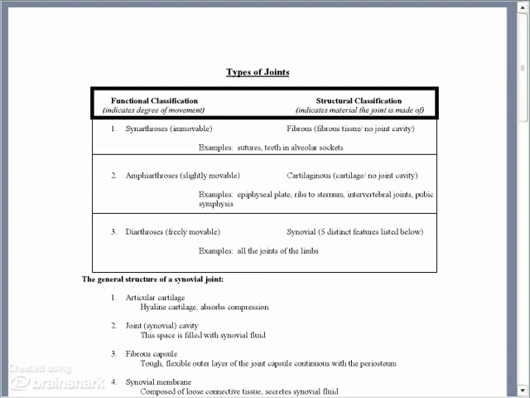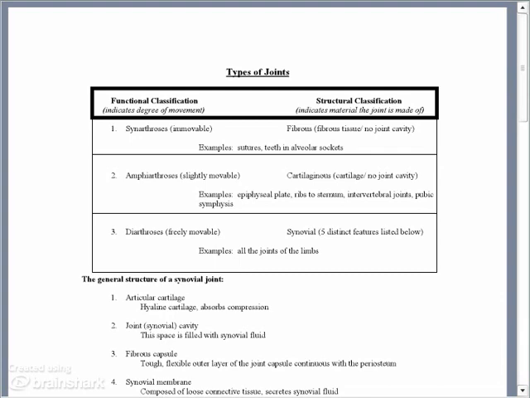The other two examples that fall under the cartilaginous or amphiarthrotic joints are the intervertebral joints. So those are the fibrocartilage pads that we find between the adjacent vertebrae in our vertebral column. The last one you see there is the pubic symphysis. The pubic symphysis is structurally very much like those intervertebral joints. It's a pad of fibrocartilage, but it's found in the pelvic girdle on the anterior side, where those two pubis bones would join in the front.